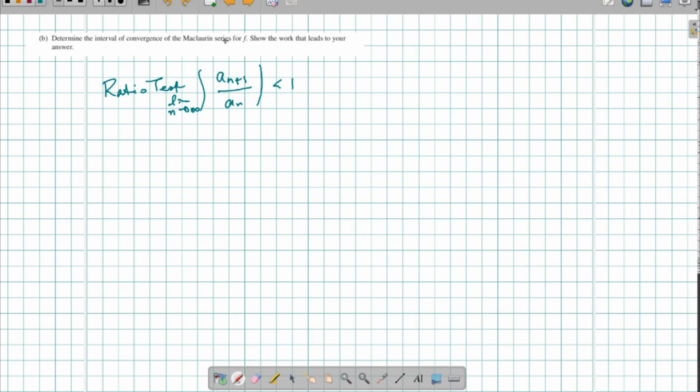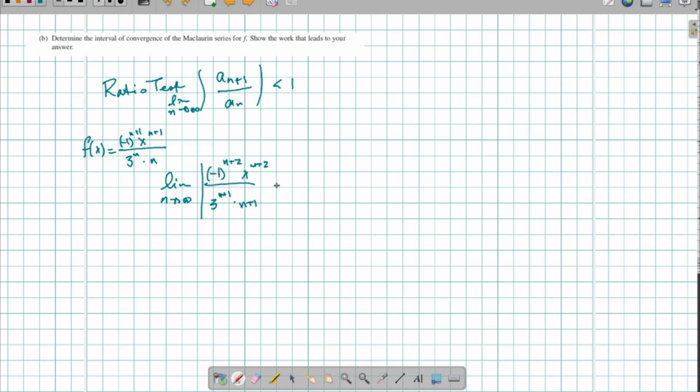So looking at this from our previous answer, f of x was negative 1 to the n plus 1, x to the n plus 1 over 3 to the n times n. So our ratio test, we're looking for the limit as n increases without bound of negative 1 to the n plus 2, because I'm adding 1, times x to the n plus 2 over 3 to the n plus 1 times n plus 1.